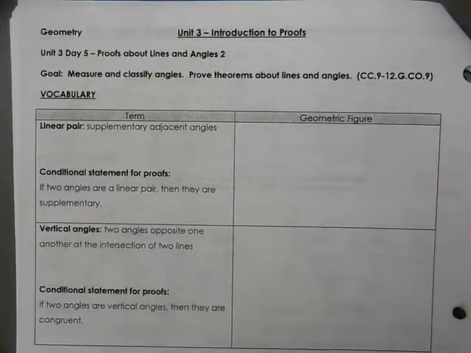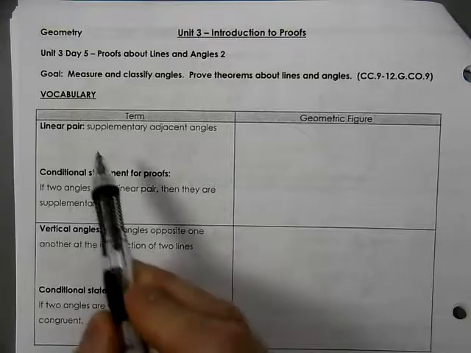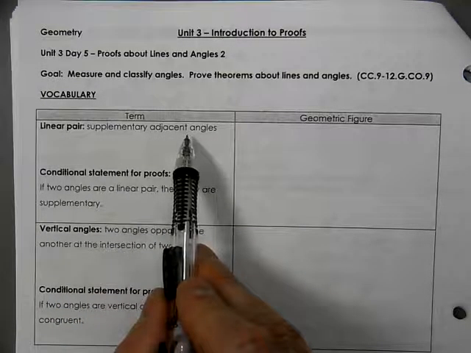This is Geometry, Unit 3, Day 5. We're talking about proofs about lines and angles. This is day number 2. And what we're going to talk about here is a linear pair. A linear pair of angles are supplementary and they're adjacent.